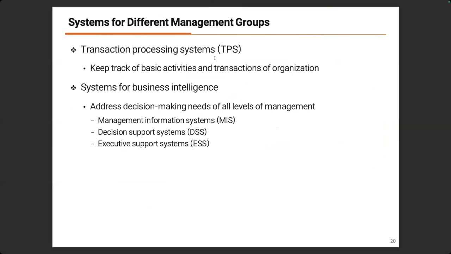Actually, the TPS, transaction processing systems, are mainly used by the operational management, and the systems for business intelligence are mainly used by some senior or middle management. So the management information systems, which is the title of this course, and the decision support systems and executive support systems are included in these systems for business intelligence.